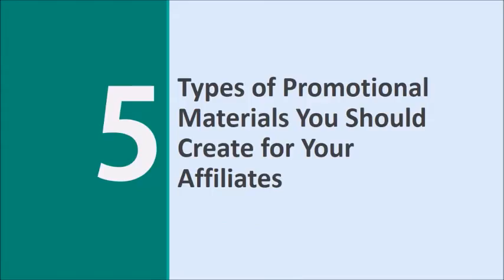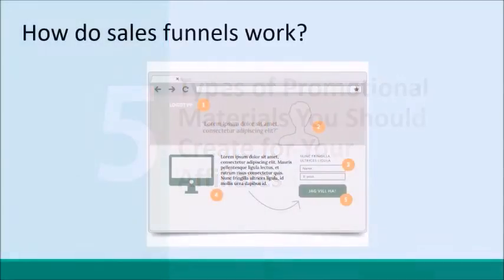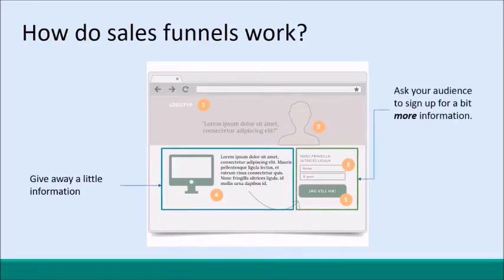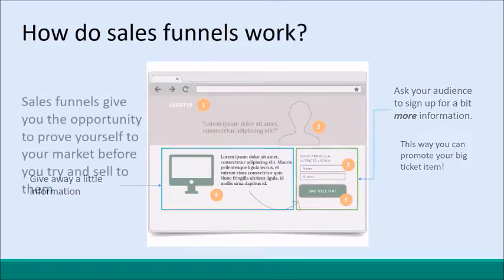5 types of promotional materials you should create for your affiliates. Most people watching this presentation will know a little bit about internet marketing, and so no doubt you know how a sales funnel works. The concept is simple. You give away a little free information. Then you ask your audience to sign up for a bit more information. Then you maybe get them to pay for a little more, and that's when you promote the big ticket item.